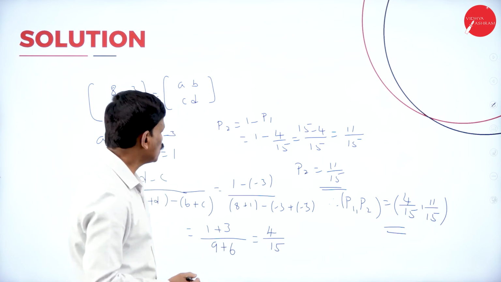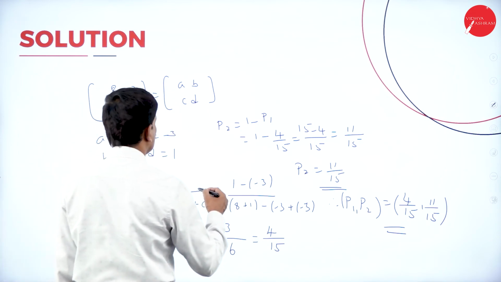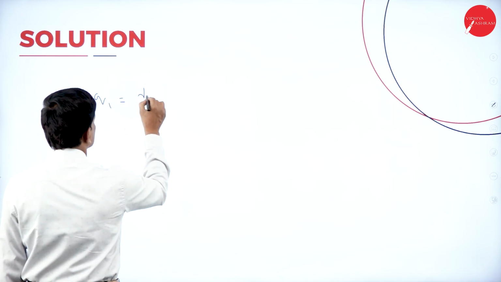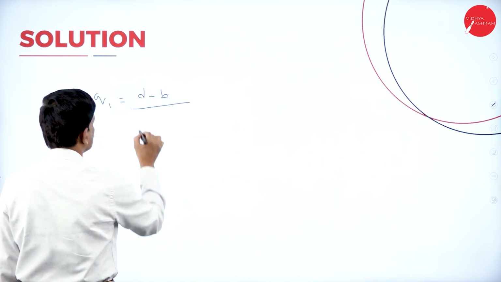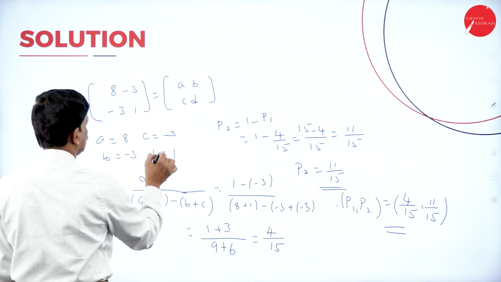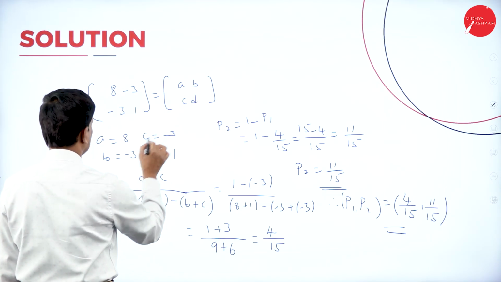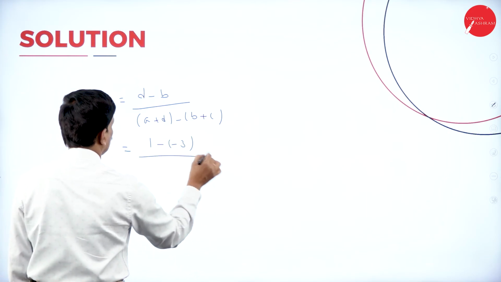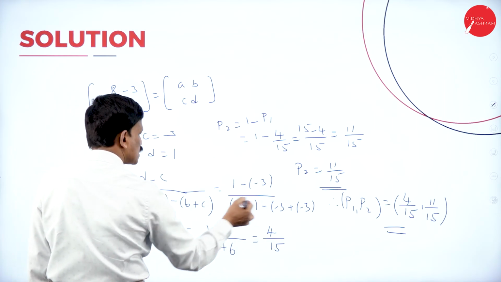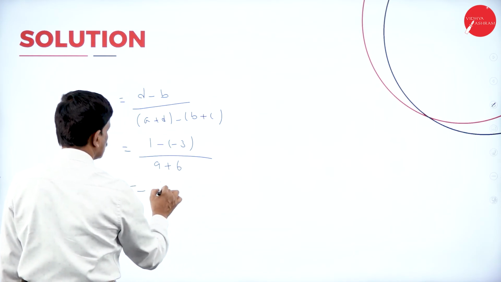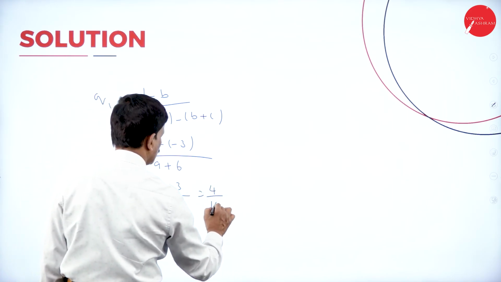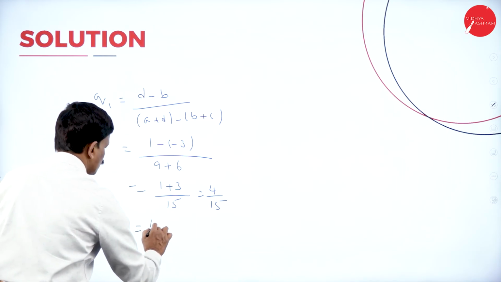Right. Now let us come to the value of Q1. What is the formula for Q1? Instead of D minus C, it is D minus B, divided by the denominator, which is the same: A plus D minus B plus C. D is equal to 1 minus B, B is minus 3, divided by the same denominator, 8 plus 1 is 9. Again minus into minus plus 6. So this is 1 plus 3 divided by 15. This is also equal to 4 by 15. That is Q1.